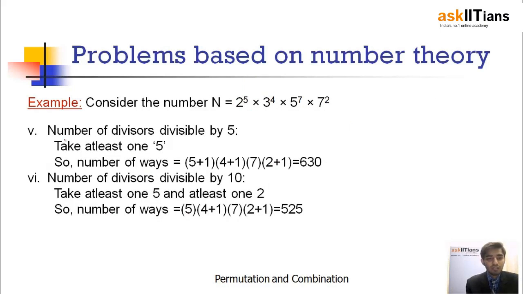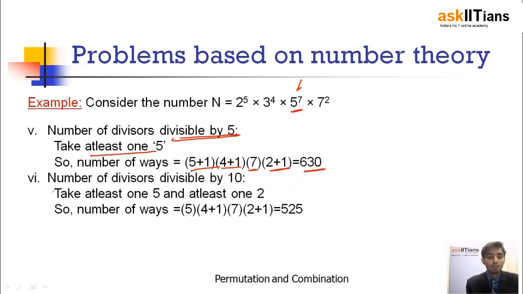Now the fifth part is the number of divisors divisible by 5. If I want to find the number of divisors divisible by 5, that means I will have to take at least one 5. If I have to take at least one 5, I will not add 1 to the power of 5. So I will get 5 into (4 plus 1) into 7 into (2 plus 1), that will be 630.